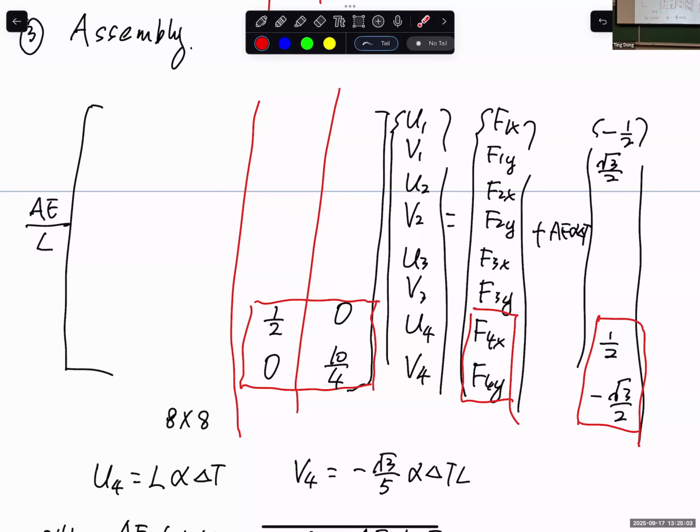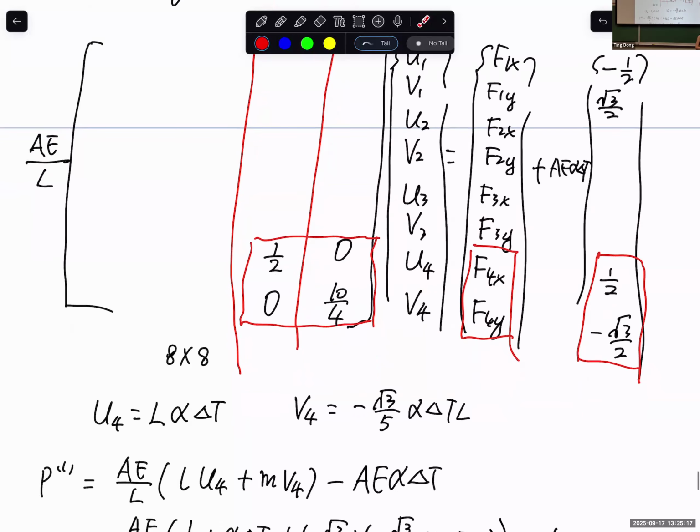Sorry, I cannot hear you very well. Alpha delta T, there's only four numbers. Can you explain that? Oh, okay, great. I got a question, thank you. So it's only here, here, here, and here, because there's no temperature change in element 2 and element 3.